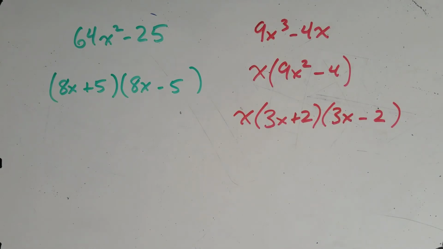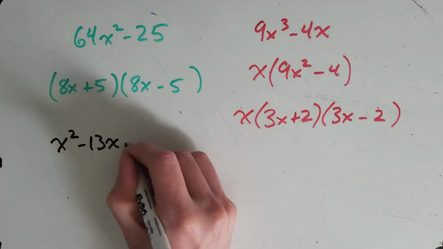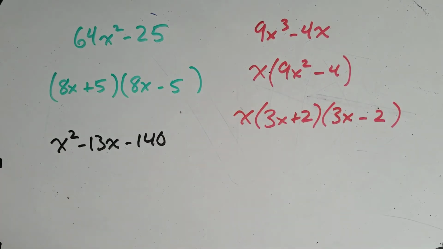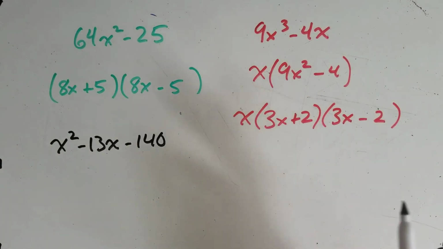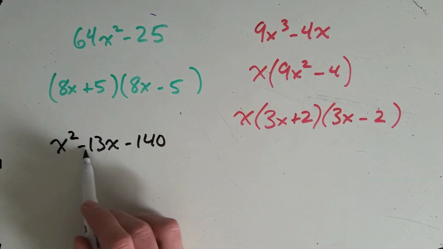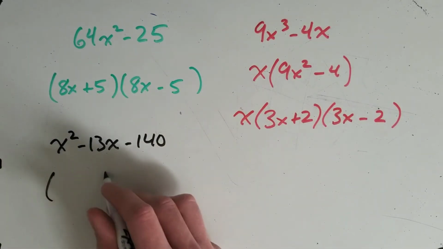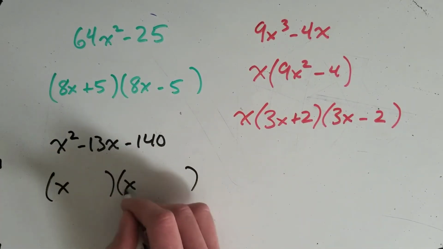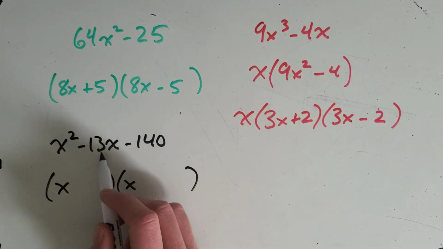All right, our next one in the bottom left, we have x squared minus 13x minus 140. If you try to factor this, what we should notice is there are 3 terms, so it's definitely not a difference of squares. We should be thinking about the trinomial patterns that we know. Your a is 1, your b is negative 13, your c is negative 140. So we should be trying to factor this with factors that multiply to be 140, but add up to be negative 13.